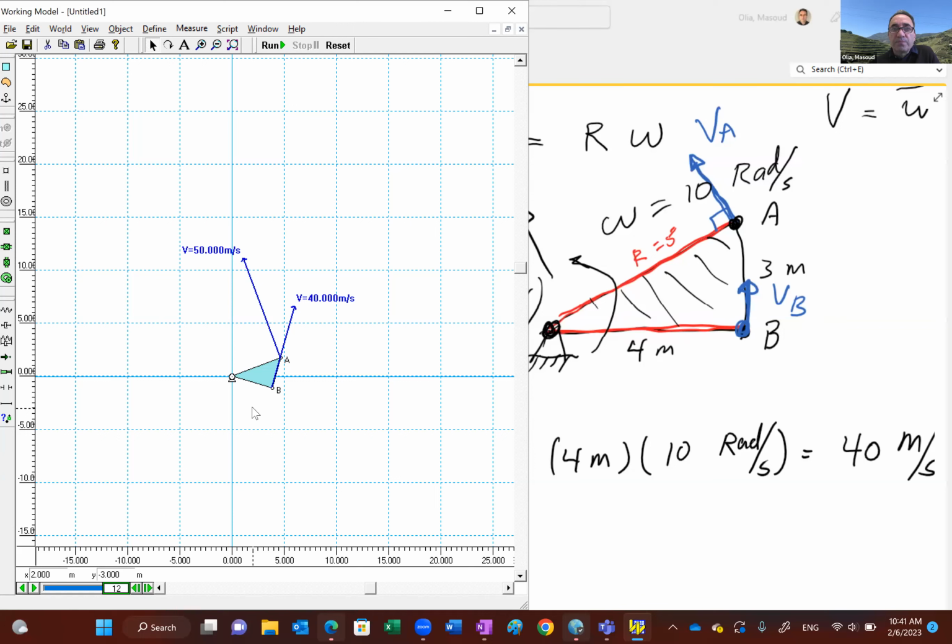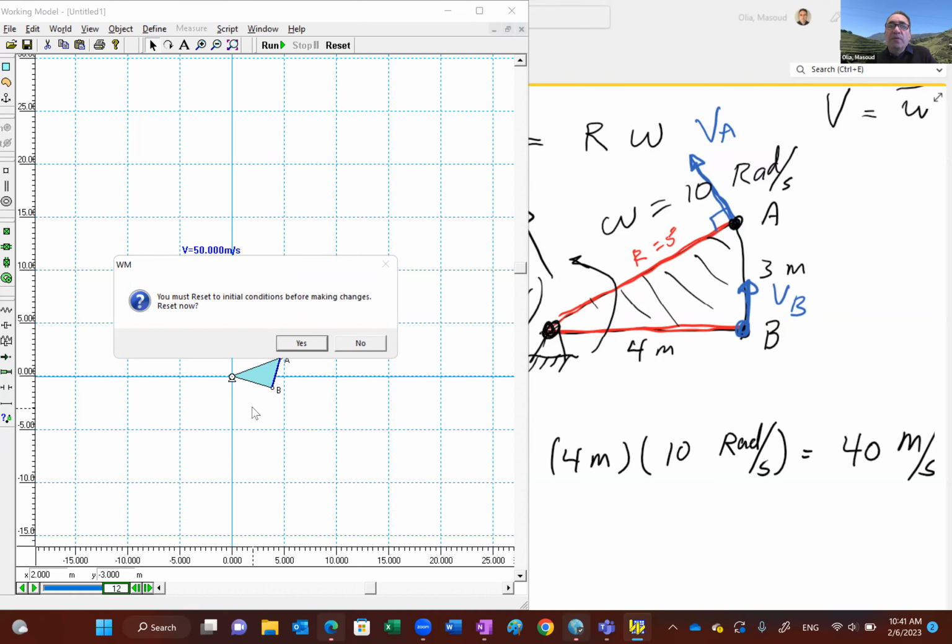I think I'm going to stop here, guys, and show you in another video how you can handle acceleration of a point in a rigid body in pure rotation.